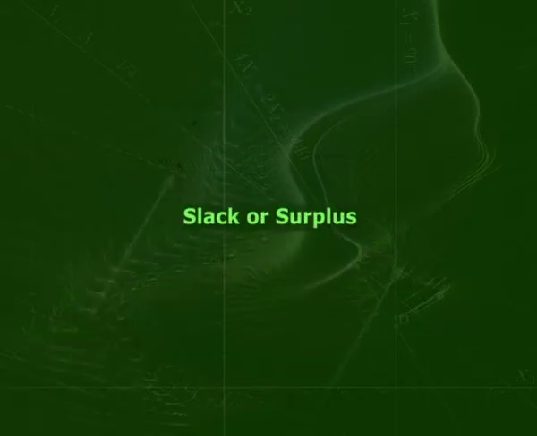Now, let us talk about slack or surplus. A slack or surplus value is reported for each of the constraints. The term slack applies to less than or equal constraints and the term surplus applies to greater than or equal constraints. If a constraint is binding, then the corresponding slack or surplus value will be equal to 0.